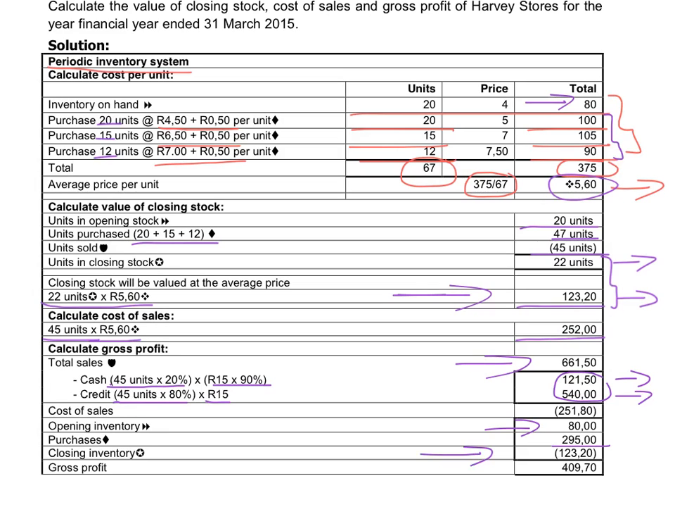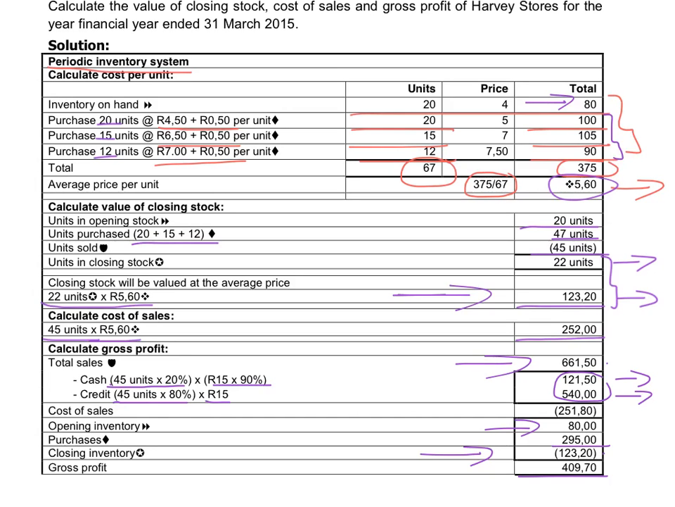Cost of sales therefore will be the 80 opening inventory plus the 295 minus the R123.20, so cost of sales will be R251.80. If I subtract the cost of sales from the total sales, I will get my gross profit as R409.70. So in this part of the example, we did the periodic inventory system.